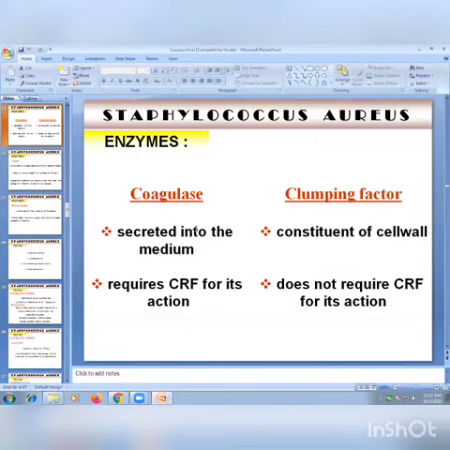The difference between free coagulase and bound coagulase: free coagulase is secreted into the medium freely and requires CRF, the coagulase reacting factor, for its action. Bound coagulase, the clumping factor, is constituted in the cell wall and does not require CRF for its action. Its action is independent.